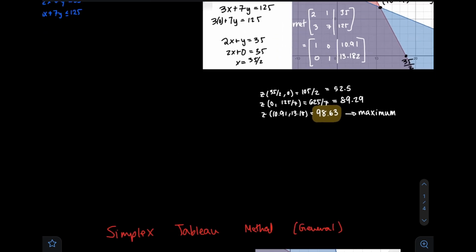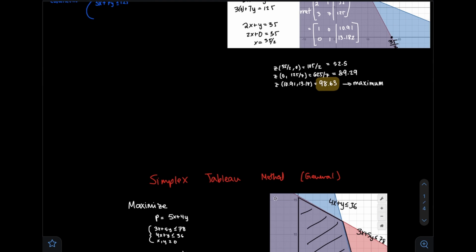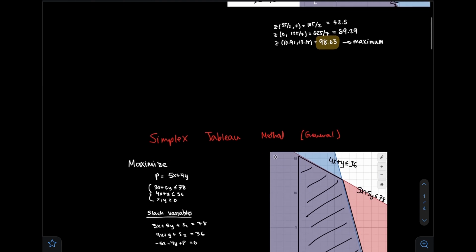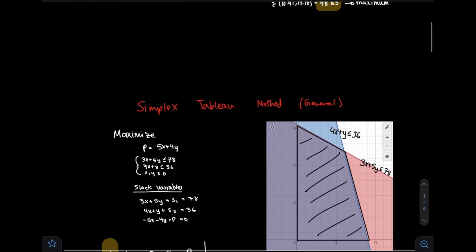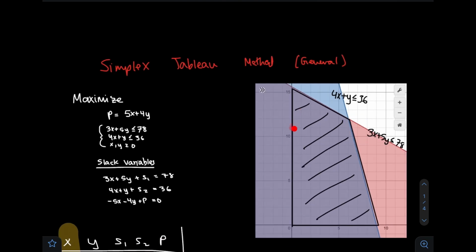There's also the simplex tableau method. This is more commonly used because it's easier to use in computers. So we're told to maximize. Similar thing to before, we're going to graph out the region. And this region is called the region of feasible solutions.